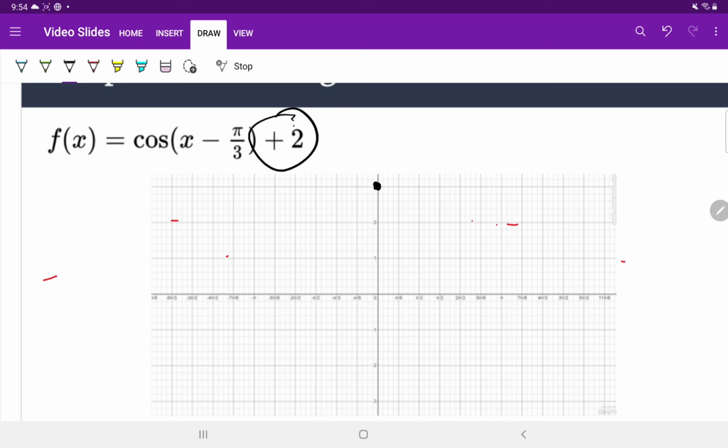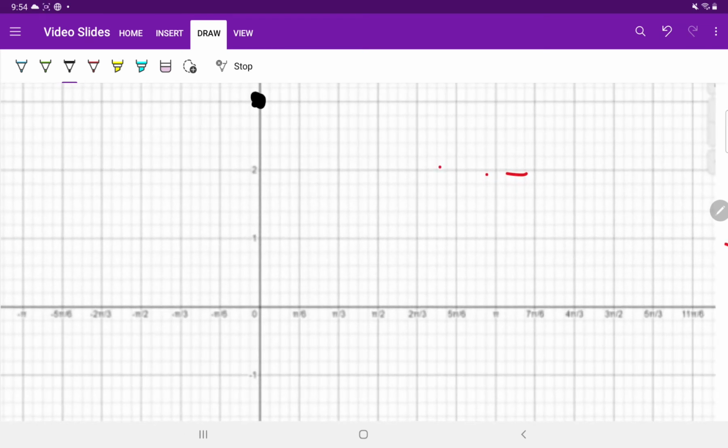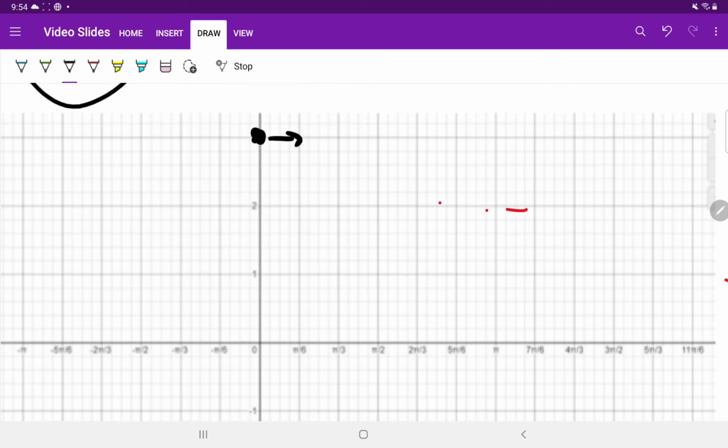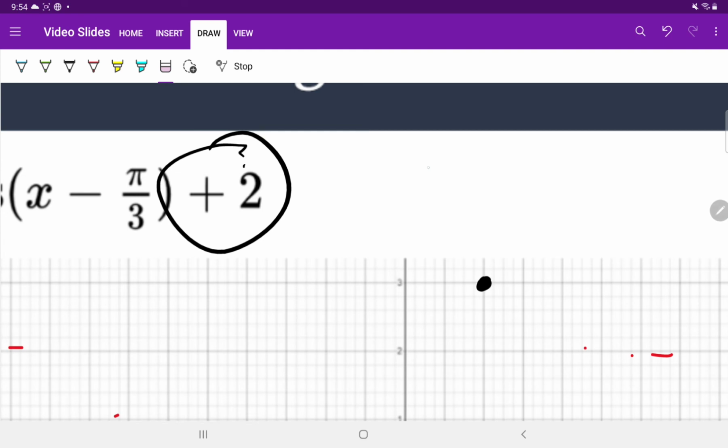And I can see that I've been shifted over pi thirds to the right. So I'm just going to go here and move this pi thirds to the right. So this point is now here. Okay, so I've been shifted up and shifted over. A cosine graph and a sine graph are indistinguishable. It just depends on how you want to describe that curve. Do you describe it with sine or cosine?